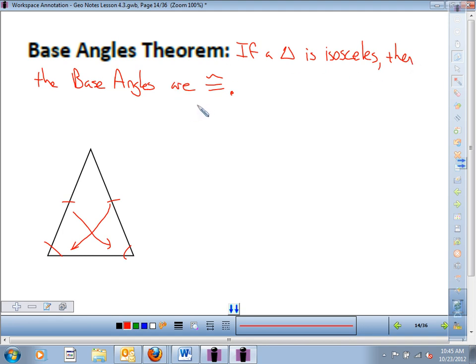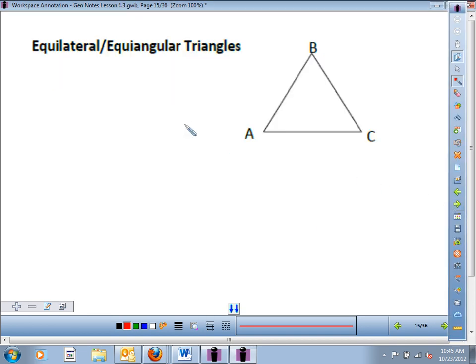Now you could go backwards of that too. If you have a triangle and you have base angles that are congruent, you can call this isosceles. Okay? So what it pretty much comes down to is that if we have two congruent sides, we have two congruent angles, and we just mentioned that. Right? Now, equilateral slash equiangular triangles, we talked about this.